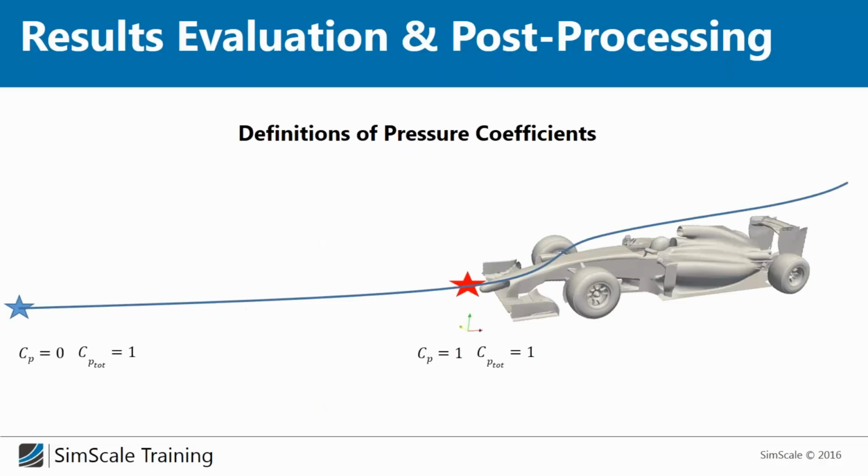And just to illustrate an example, if we think about this as being a streamline, if we look far away from the car, out in the free stream where the flow is not feeling the influence from the car, we would expect Cp of 0 and a total Cp of 1. So this is where we have the undisturbed free stream flow. And then at the stagnation point of the car, say at the nose of the car, we would again expect the total pressure to be 1 because it should be constant along the streamline, and we will have a stagnation pressure where Cp also is 1.